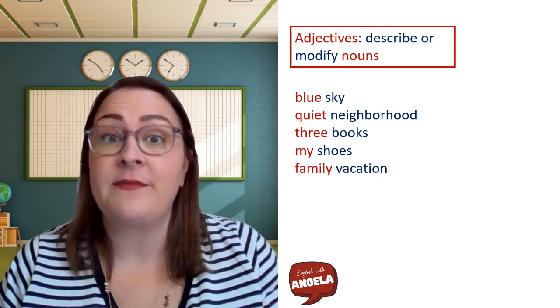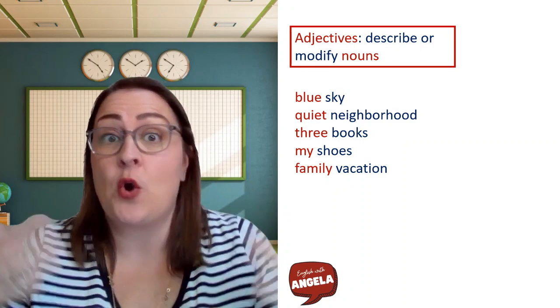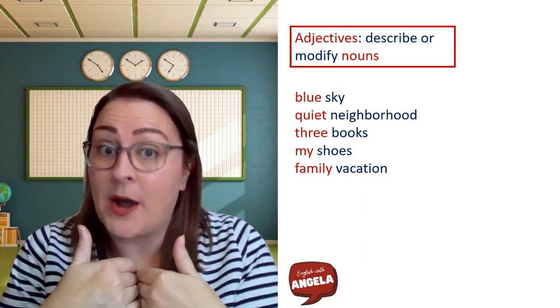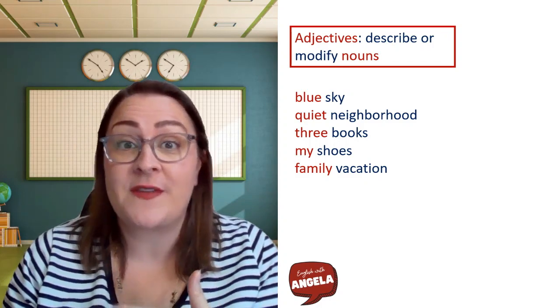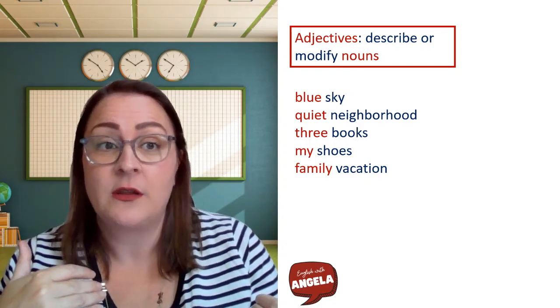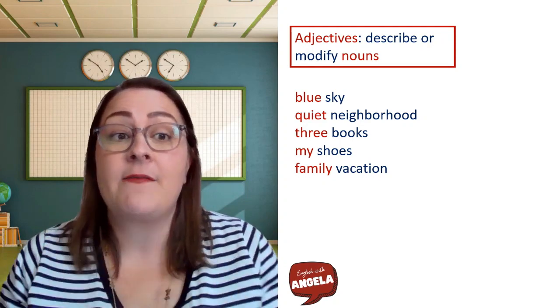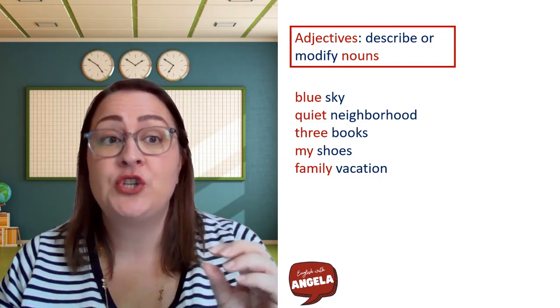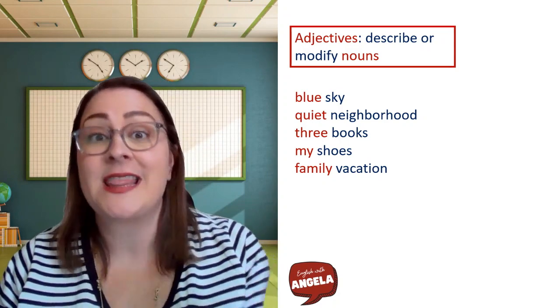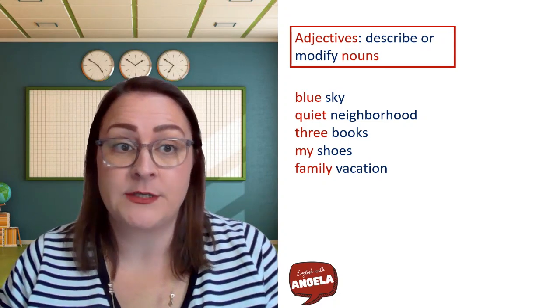How about family vacation? We could be going on vacation. Maybe we're going by ourselves. Maybe it's a parent's vacation. Maybe it's a girl's vacation or a boy's vacation. But in this case, it's a family vacation. So those are all adjectives, things that describe nouns.